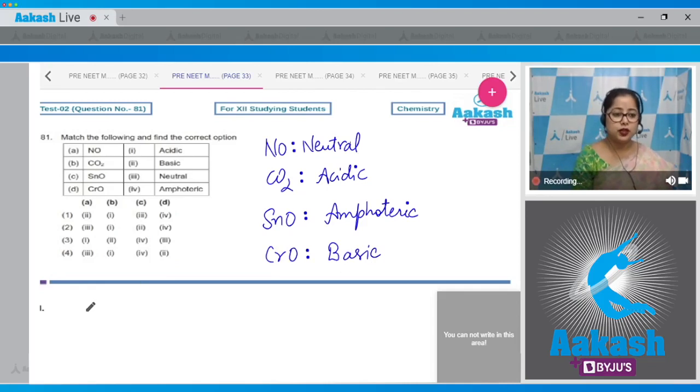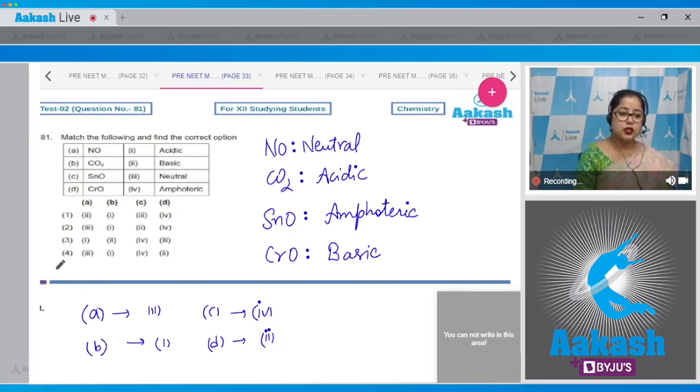So student, let's find out the correct code. For A, NO, the correct code is 3. For B, the correct code is 1. For C, SnO, the correct code is 4. And for D, the correct code is 2. That means the correct answer is option number 4. Here I'm writing correct answer is option number 4.